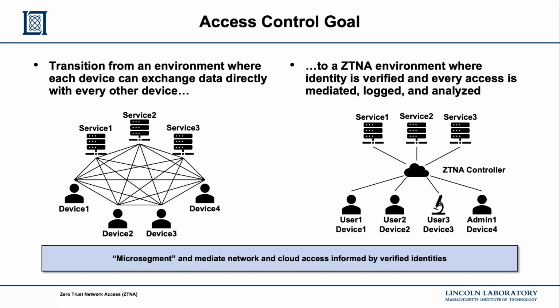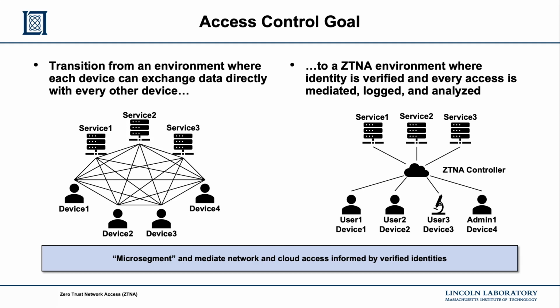So we'll start off with access control, and its integration with identity verification is one of the linchpin concepts here. We want to move from an environment today where each device can exchange directly with every other device to a zero trust network access, or ZTNA, environment where identity of users of those devices are verified, and then every access is mediated, logged, and analyzed. This concept enables different pieces of the network to be connected at different times as needed, and that concept is referred to by many in the zero trust community as micro-segmentation.